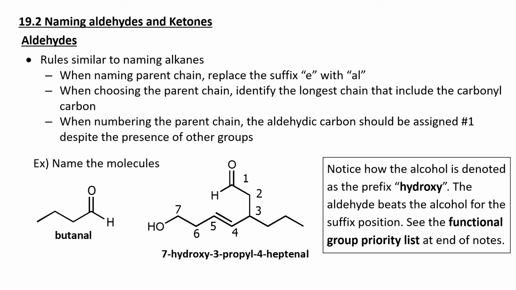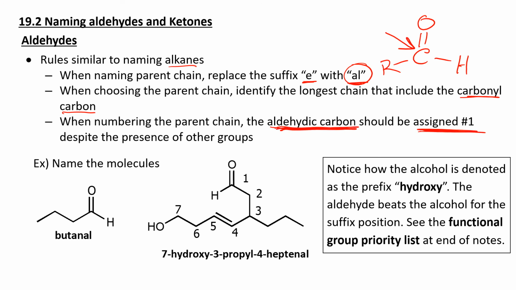Moving along, we're going to look at section 19.2, which goes over the naming of aldehydes and ketones. For aldehydes, the rules are similar to naming alkanes. We change the suffix ending in an E to an AL. That's our suffix for an aldehyde. You choose the parent chain that includes the carbonyl carbon, and you give the aldehydic carbon, that's your carbonyl carbon, the number 1, despite the presence of other groups.